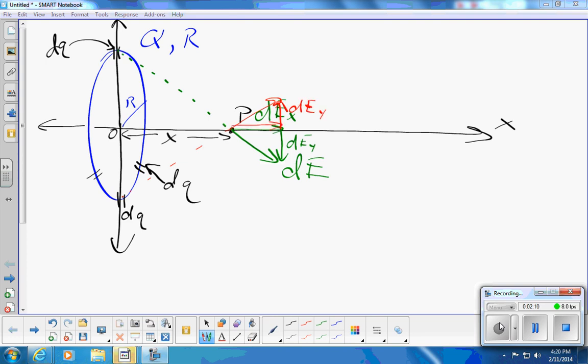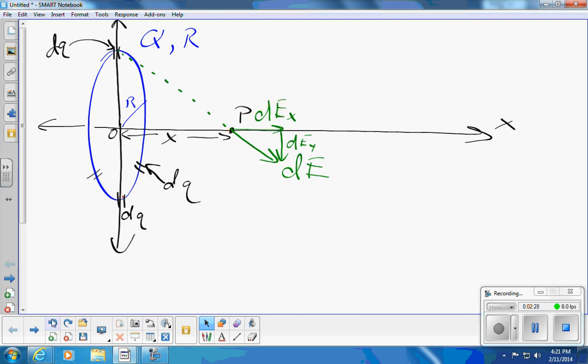Here's the x component that it has. That cancels the dEy from the piece at the top. So all the components perpendicular to the x-axis cancel out. I'm going to get rid of those. I hope. Go away. And so all I want to do is find the x components.